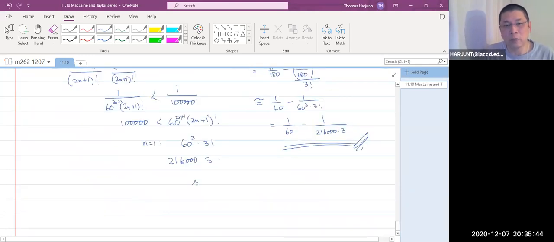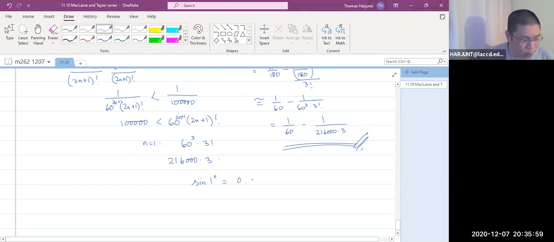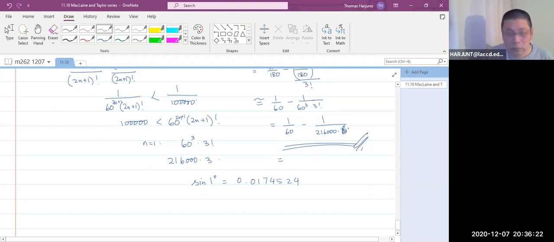Now let's see if I'm right. Sine 1 degree equals what? According to my calculator, sine 1 degree is 0.0174524. Now, if I use this estimation, 1 over 60 minus 1 over 60 cubed times 6, not 3, I get 0.016665. So you see that I'm off pretty big, huh?